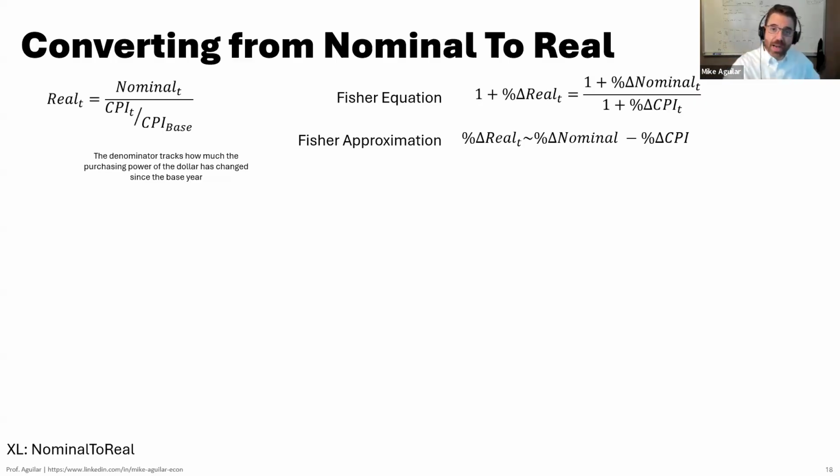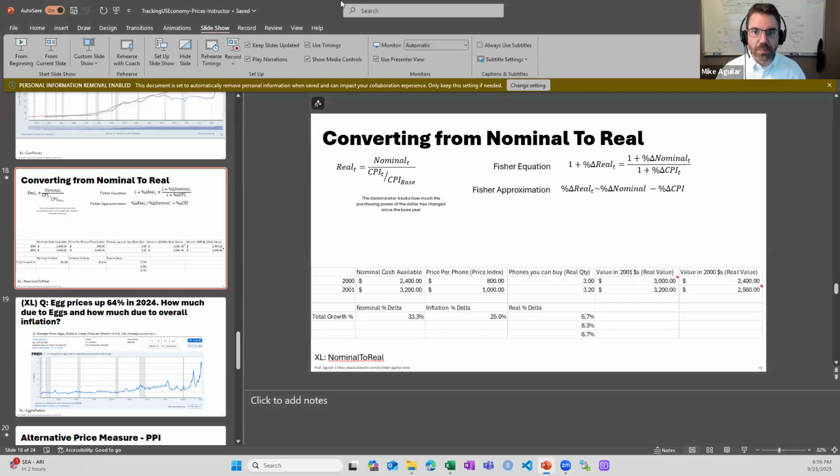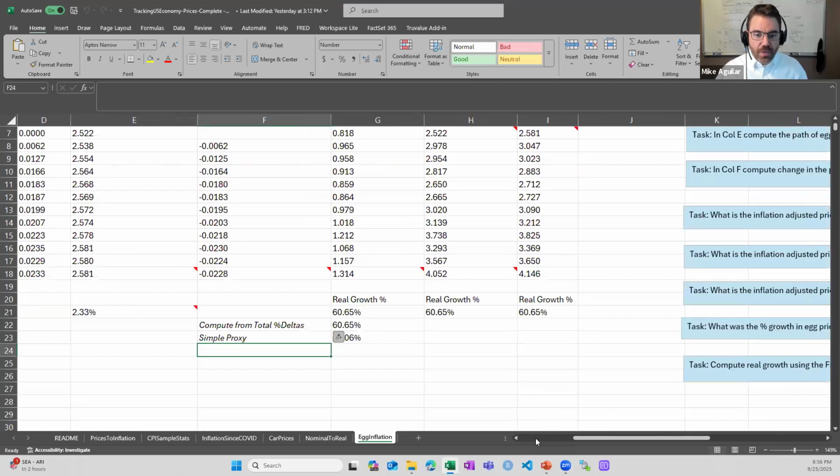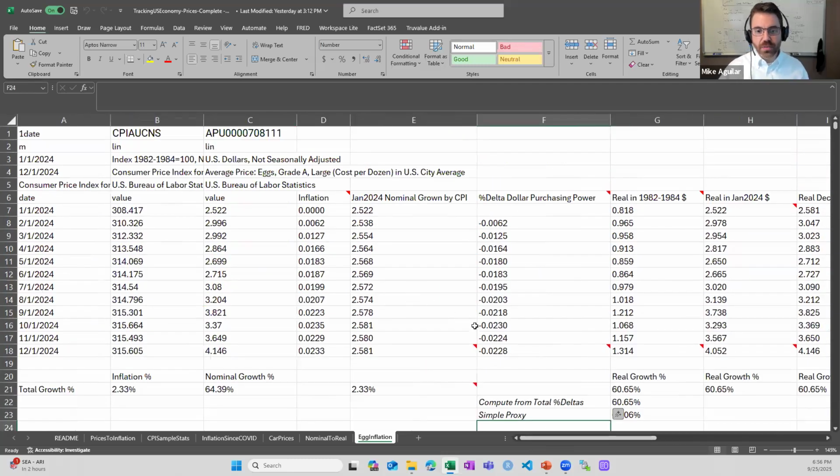Now, I want to put that into practice as always, right? We have to take the theory to the data. So let me scooch on over to Excel. Here we go. So I got a bunch of tasks for you. First thing we're going to do is call in the CPI and eggs prices. Now, this one happens to be non-seasonally adjusted, but whatever. Average eggs prices, grade A, large, cost per dozen.